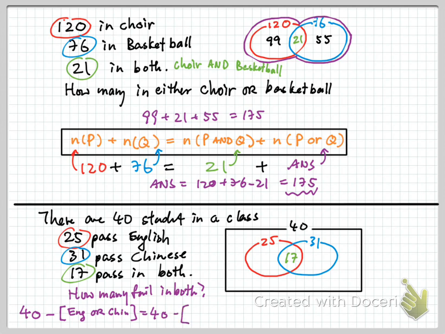And that passing English or Chinese will be 25 plus 31 and then minus 17. That would be the number of people passing English or Chinese, the number of people in this purple region. If you subtract that from 40, that would be the number of people who failed in both subjects. And the answer is 1. There is 1 unfortunate individual who failed in both subjects.